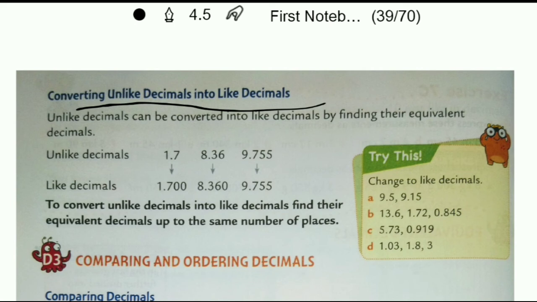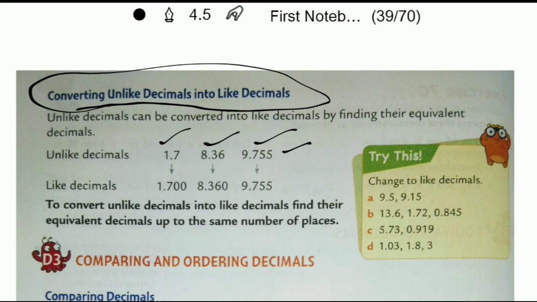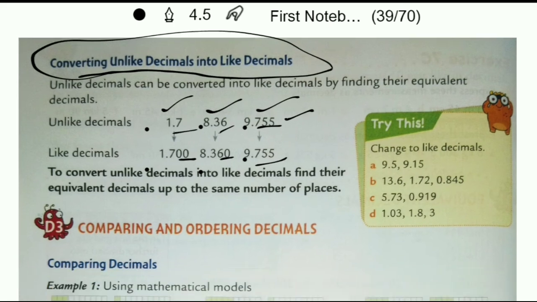This is a very important topic. How will we do it? See, 1.7, 8.36, 9.755. In this one, the biggest is the last one, because after the decimal there are 3 places. In this one there are 2 and in this one 1. So all will be converted to 3 places. Here we put two 0s, here one 0, and here 3 places are already there. So 1.700, 8.360 and 9.755. This is known as like decimals.